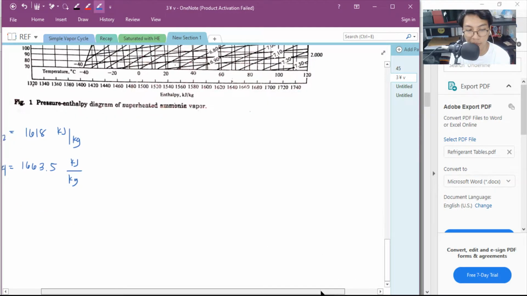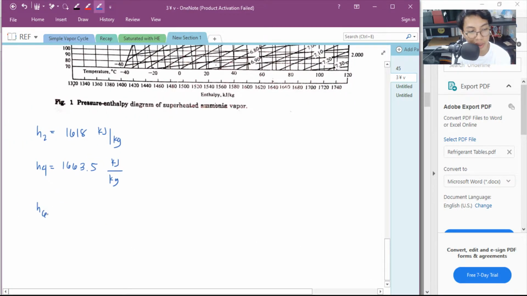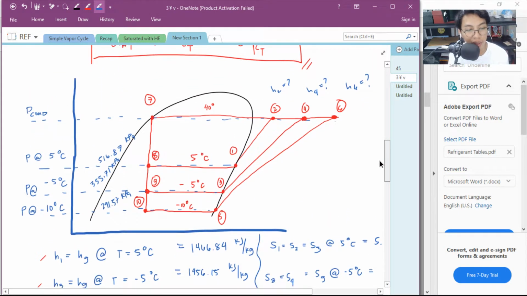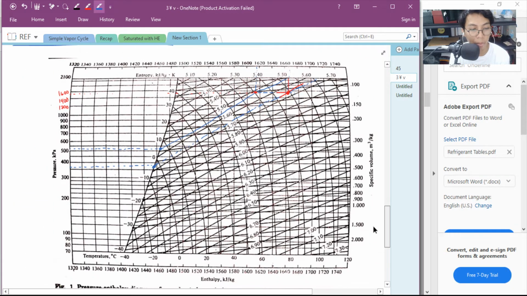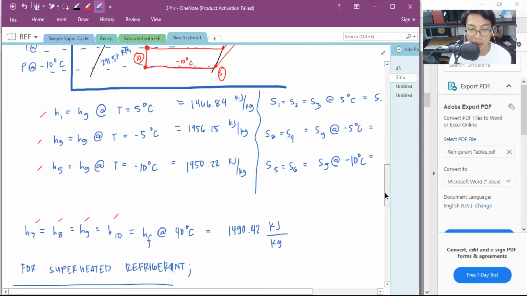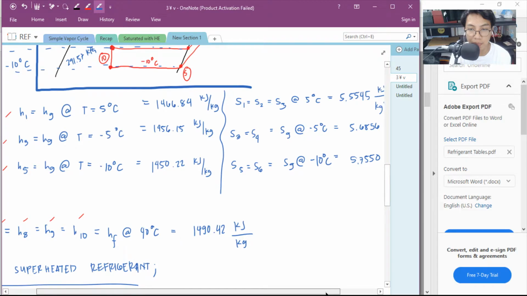Cha-chart mo lang. How about H6? Saan po siya nagmula na pressure? Nagmula siyang pressure kay 291 and then negative 10. O, nandito na yan. Pag nilagay natin, malapit na sa 300. O, ayun yung linya ha. Just below 300, at negative 10. O, dito siya nag-meet. Tapos ang kanyang Sg is 5.75.